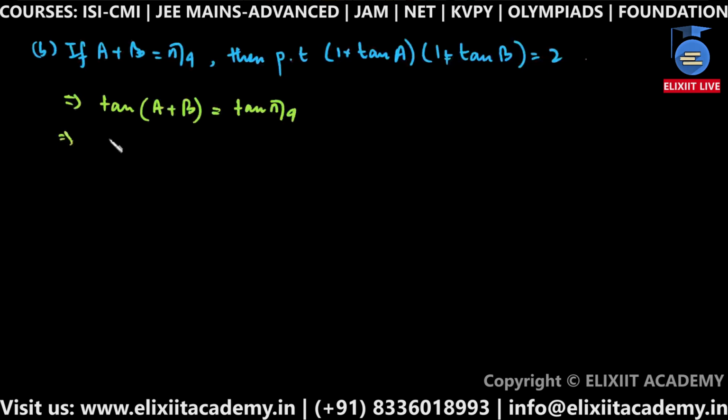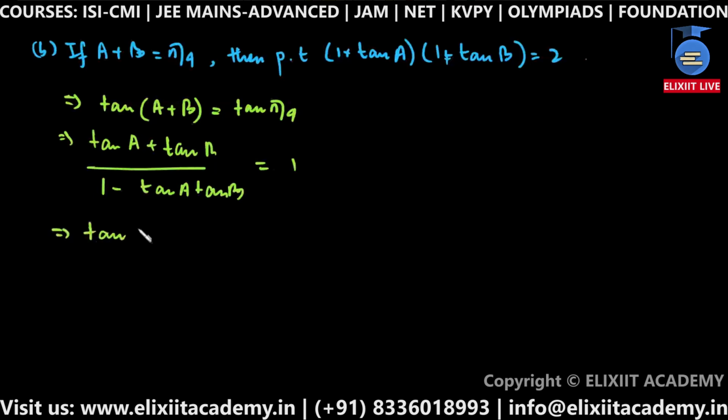This is what tan(A plus B) is, tan A plus tan B, same thing, tan A plus tan B upon 1 minus tan A tan B. Tan(pi by 4) is 1. Now cross multiply. Cross multiply, then factorize. Tan A plus tan B is basically 1 minus tan A tan B. Cross multiply and factorize.